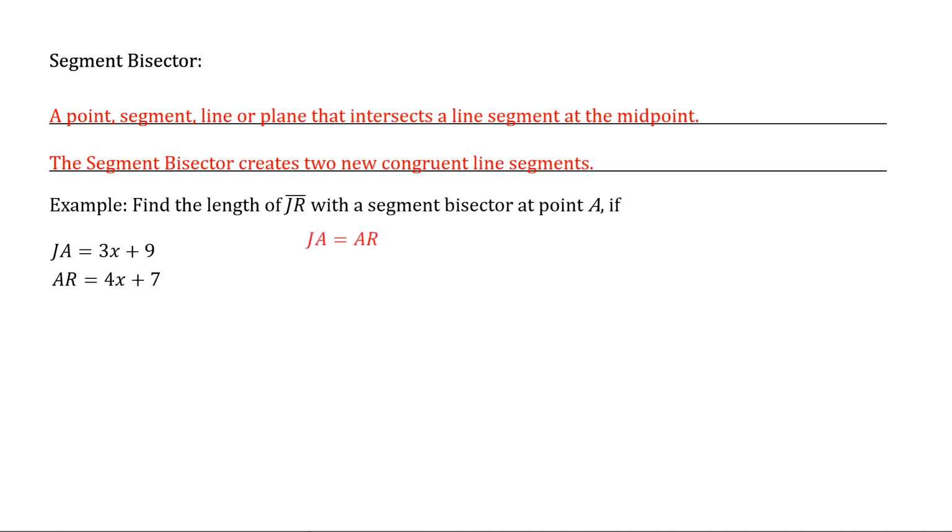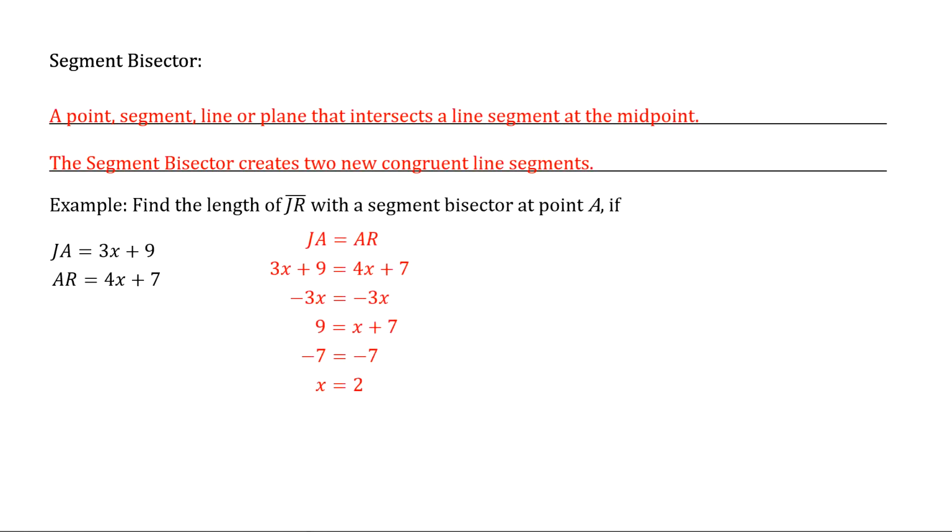So I know it's a midpoint, so I can start my equation, always with the segment indicators. It helps me out with what I'm working on and trying to figure out what I need to do. So I can say JA equals AR because it's a segment bisector, it's a midpoint, the two sides equal. So then I just plug in my equations. 3x plus 9 equals 4x plus 7. We're going to get x by itself, so I subtract 3x from both sides. I end up with 9 equals x plus 7. Subtract 7 from both sides, I find out that x equals 2.